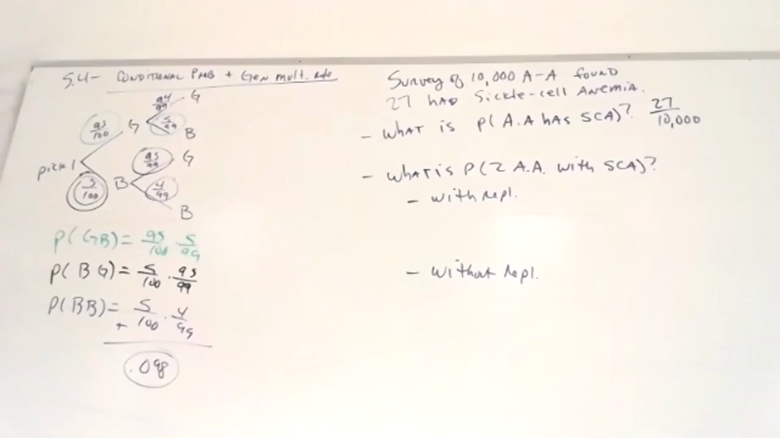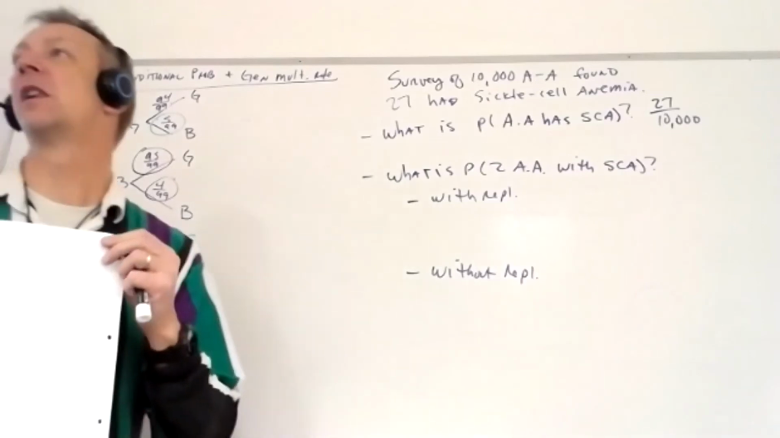If we assume with replacement, so we pick somebody, we stick them right back in, and we could pick them again. Okay, so what's the probability that the first person has sickle cell anemia?